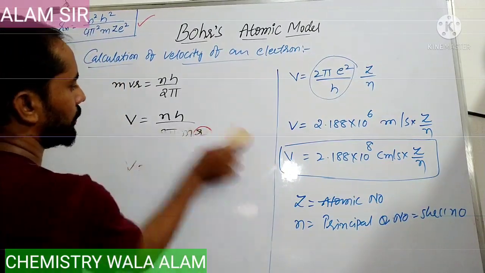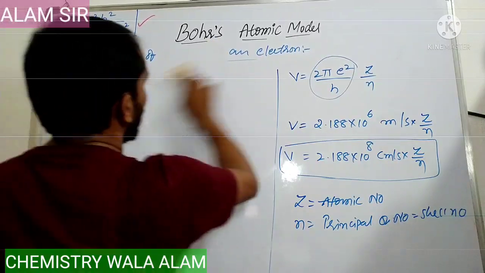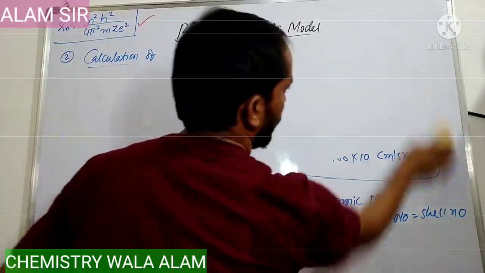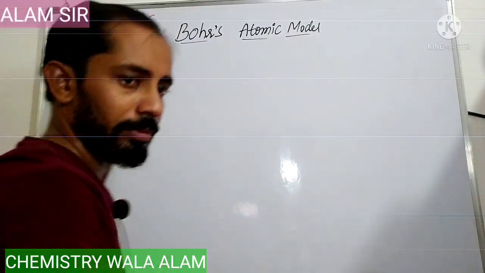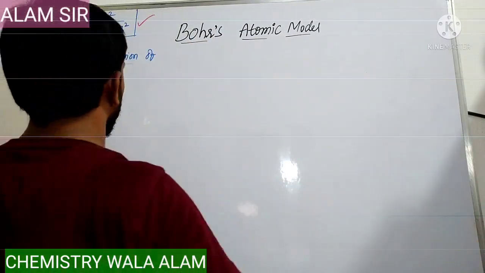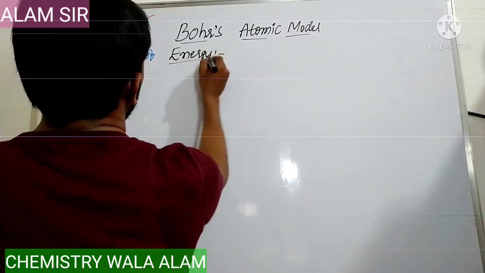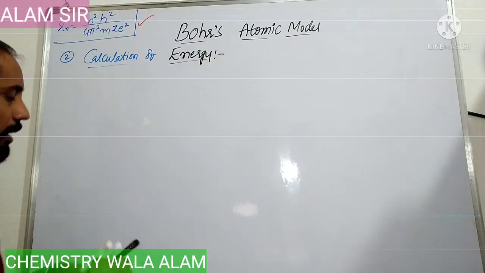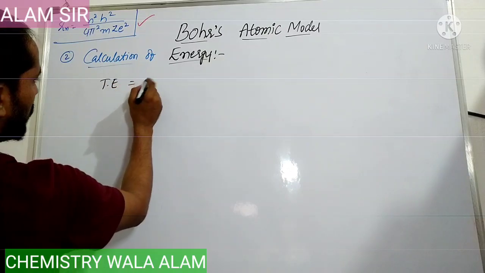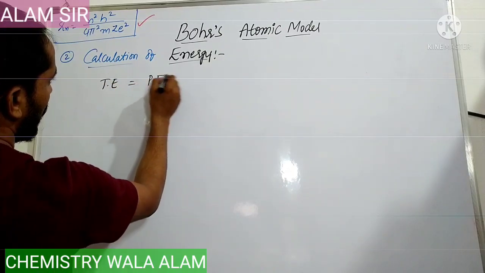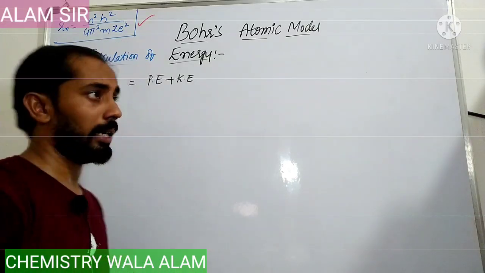Next one is energy: calculation of energy of the shell or orbit. So how can we calculate that energy? Here the total energy of an atom is equal to the sum of the potential energy and the kinetic energy.